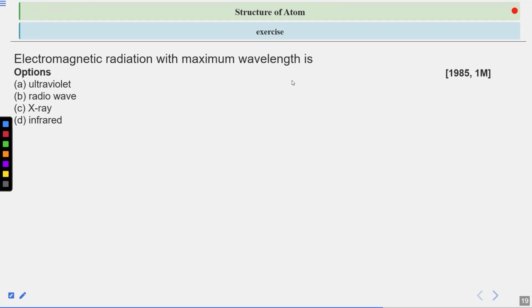The electromagnetic radiation with maximum wavelength is. This was asked in 1985 for 1 mark. It's an easy one. Options are A, ultraviolet, B, radio wave, C, X-rays, and D, infrared. You have 10 seconds to solve this question. Your time starts now. So this is about the electromagnetic spectrum.